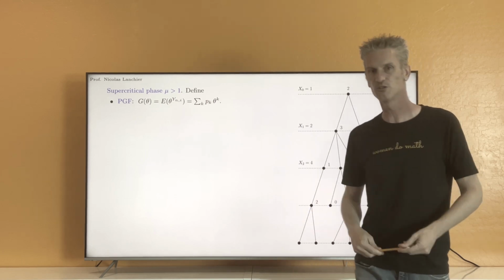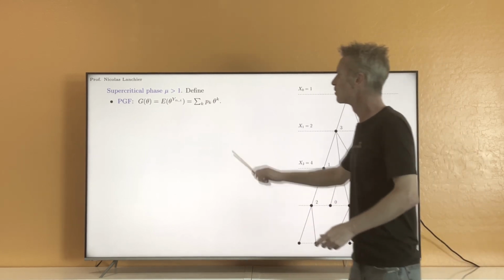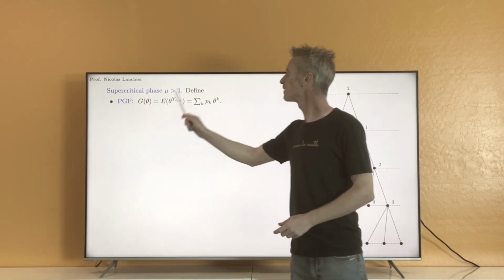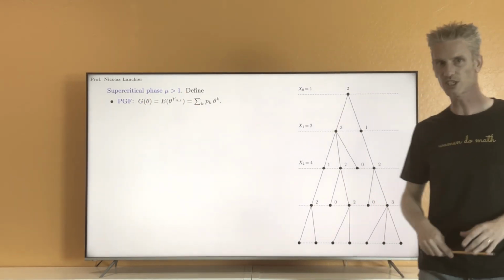That's a property I'm going to use after. All right, so that's the probability generating function of the offspring distribution.